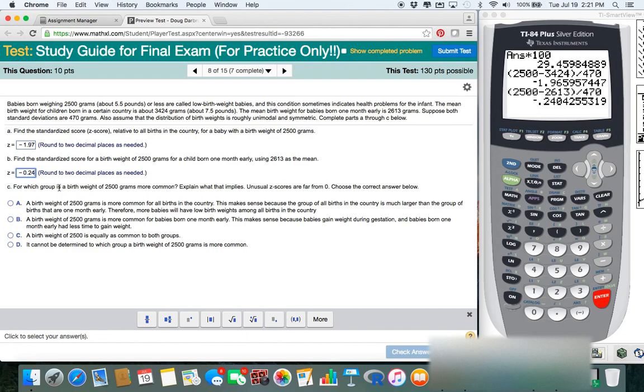For which group is a birth weight of 2500 more common? Well, the one that's more common is the z-score that's closer to 0. So the closer to 0 would be the birth weight of 2500 for children born 1 month early. So where do we find that? A birth weight of 2500 for 1 month early, so it's going to be B.